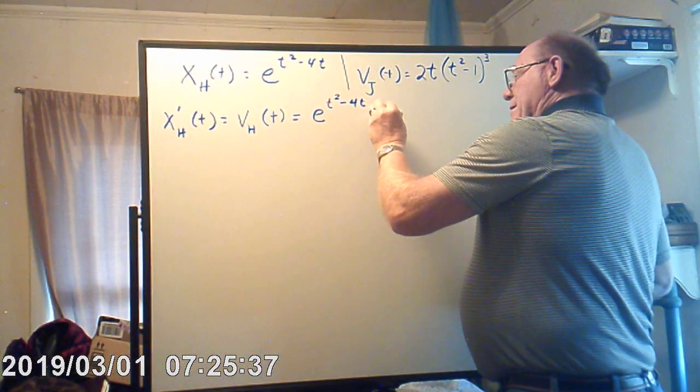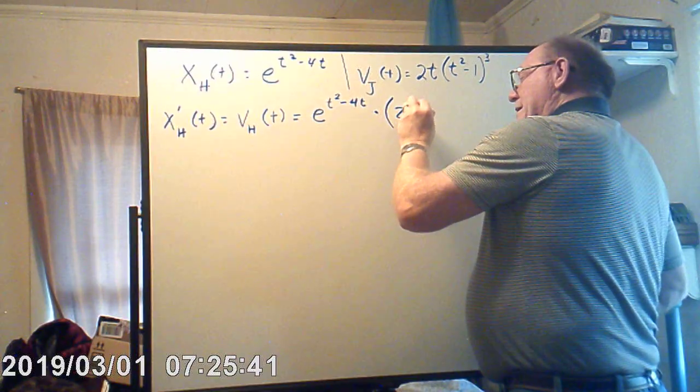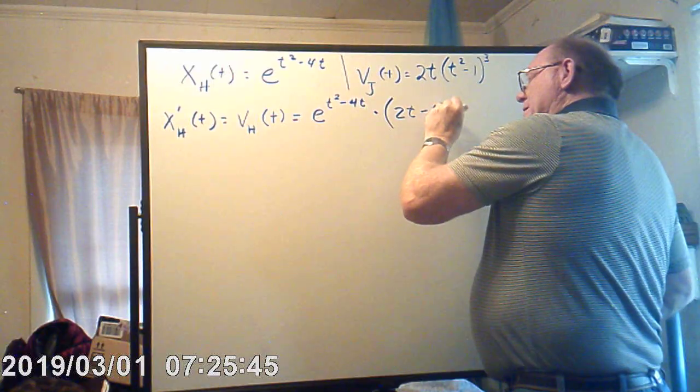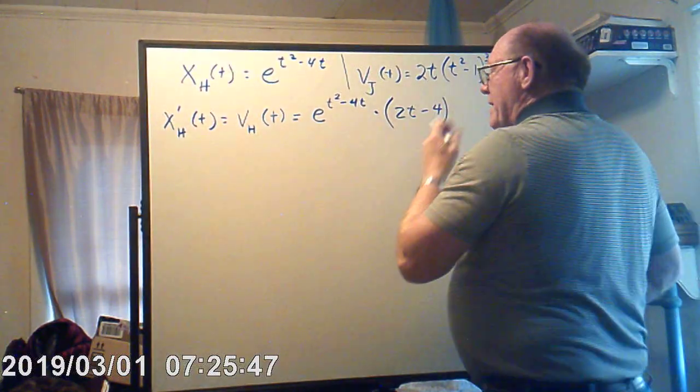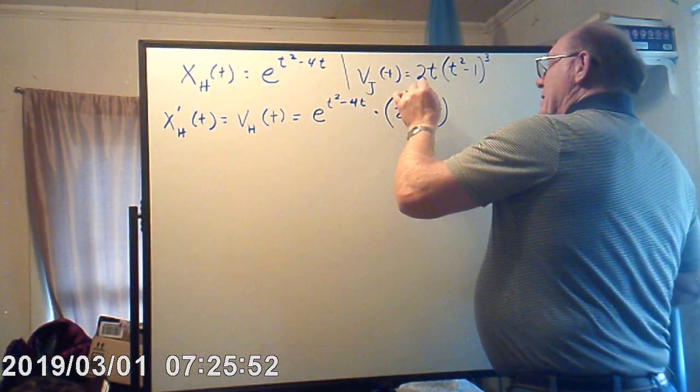Times, now the derivative of this, t squared is just 2t, right? And the derivative of 4t is just 4. Alright, now we have this. We have it, don't we? Both of these are here.